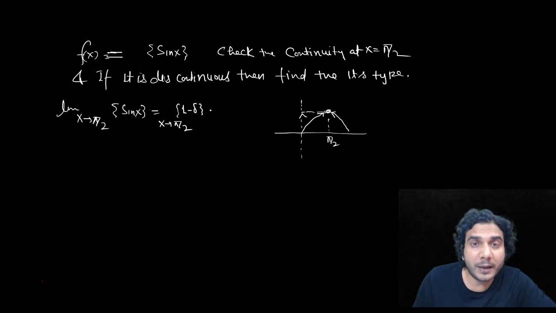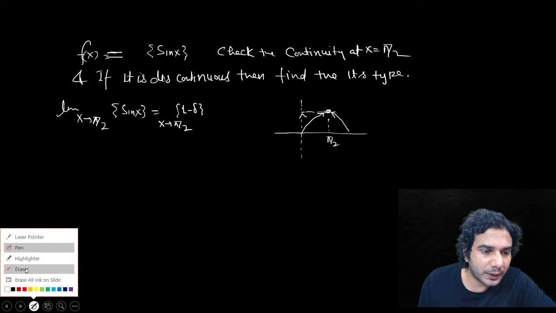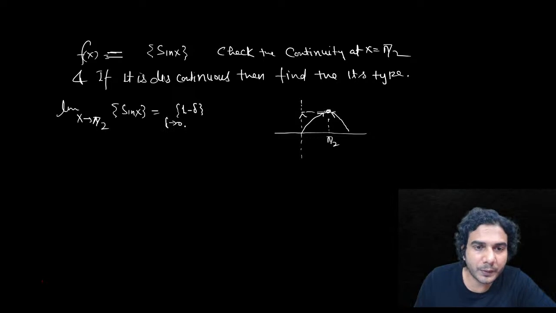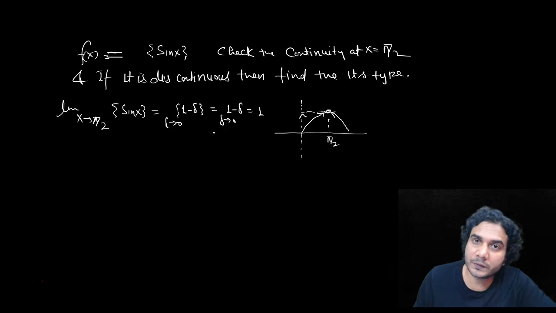And because it is 1 minus delta, here I should write delta approaching 0, right? Delta approaching 0. So if it is 1 minus delta, then the fractional part of that will be 1 minus delta only, right? And then you can put delta equal to 0, so it is 1. So the limit of this function is 1, okay?